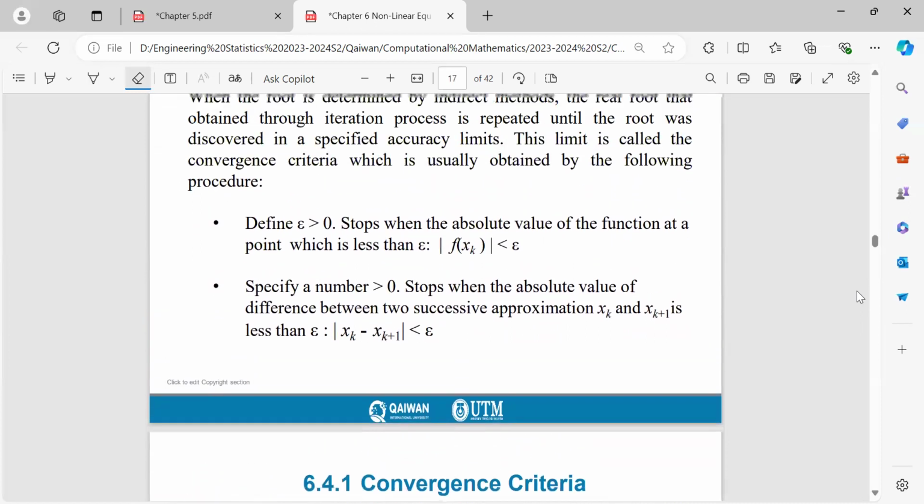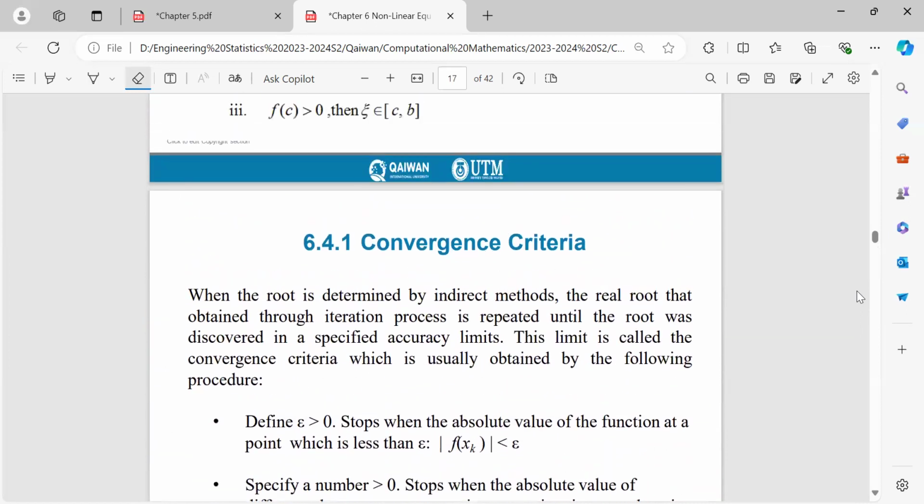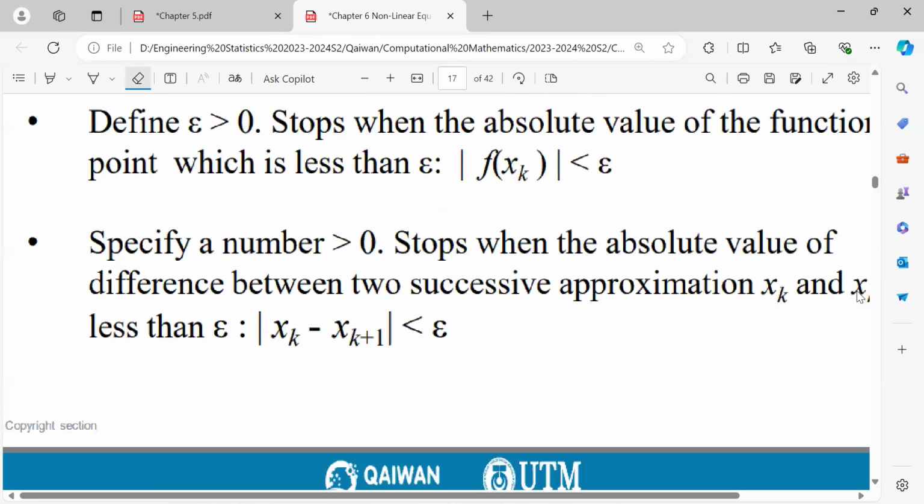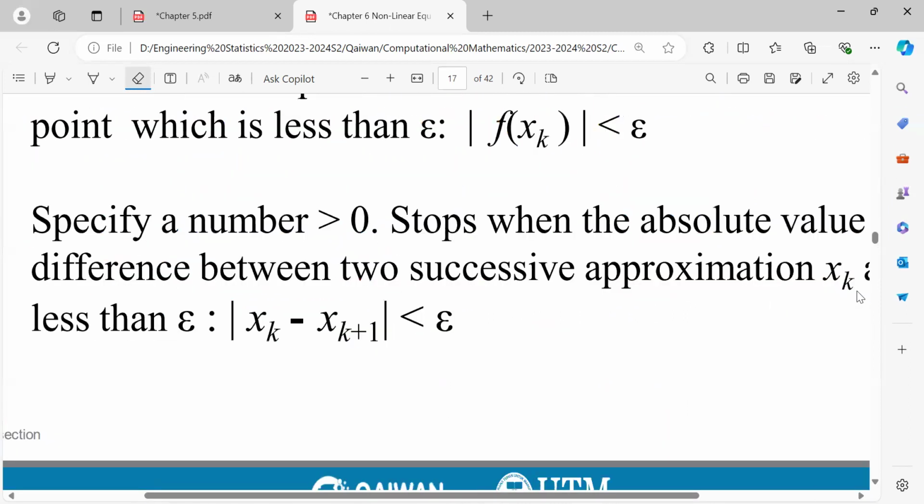Now, when do we stop? We stop if the difference of both endpoints of our last interval is less than epsilon. Epsilon is given in the examples. It's always given in examples. It may say to 3 decimal points, to 4 decimal points, or to 2 decimal points.